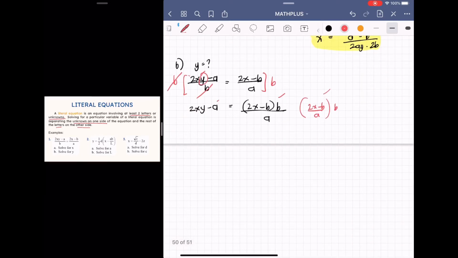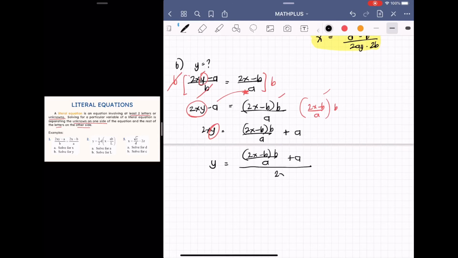Next, I have to transpose a to the right side of the equation so that I will only have 2xy on the left side. So that would be 2xy is equivalent to (2x - b) times b all over a, the right side to be added with a. Since I am solving for y, what I do next is divide both sides by 2x. So that would be y equivalent to the quantity of (2x - b) times b all over a, plus a. The whole quantity on the right side will be divided by 2x.